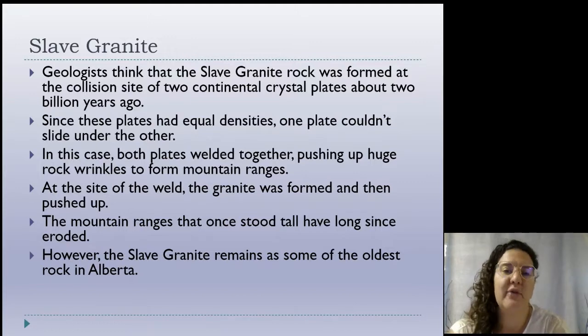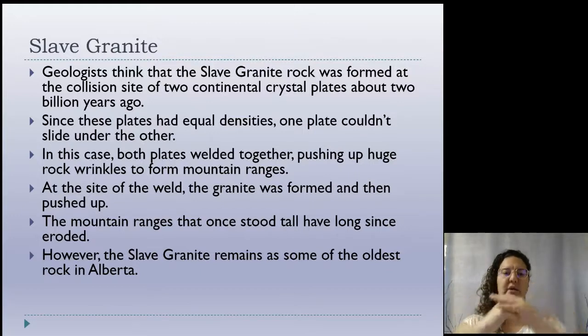So, when we look at the Slave granite that makes up the Canadian Shield, geologists think that Slave granite rock was formed at a collision site of two continental crustal plates about 2 billion years ago. So about halfway through the Earth's history. Since these plates had roughly equal densities, one plate could not slide under the other plate. So those plates were welded together, pushing up huge rock wrinkles to form mountain ranges.